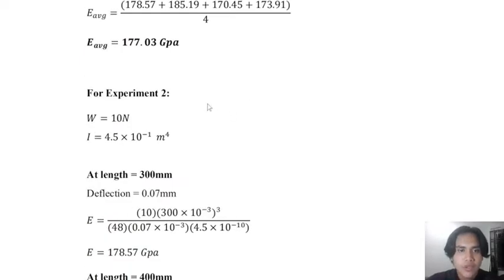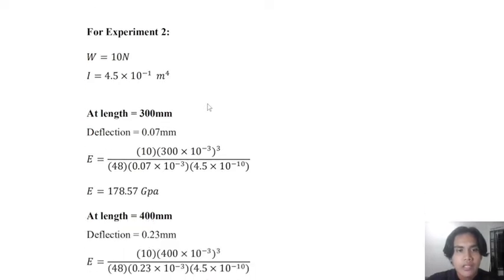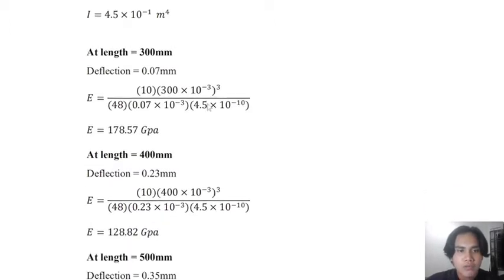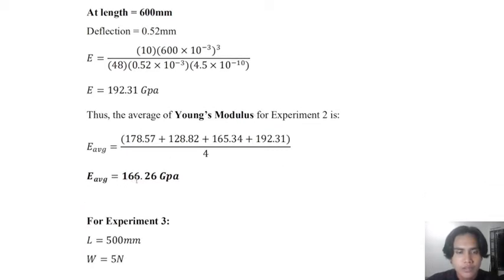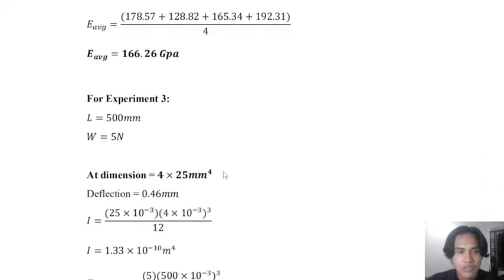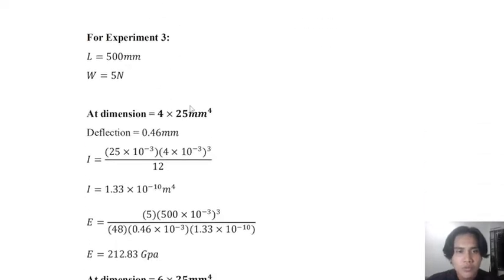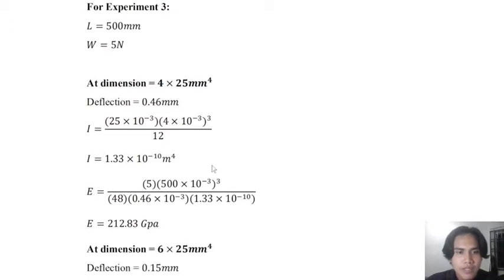For experiment 2, we list the value of moment of inertia from experiment 1. Then we continue calculating the value of Young modulus for each length. After getting all the values of Young modulus, we can find the average of Young modulus for experiment 2, which is 166.26 GPa. For experiment 3, we need to find the value of moment of inertia first, and we continue calculating the value of Young modulus.